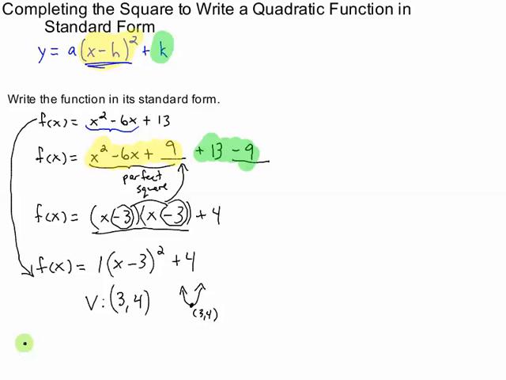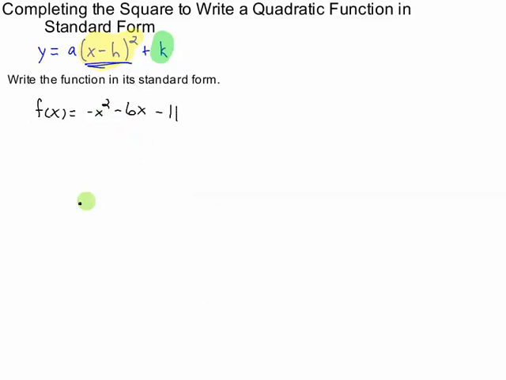Sometimes it's called vertex form. So here's another similar example, except now we have this negative in front of the x squared. You might notice that up here only x is squared, nothing in front of it. So anytime there's a constant in front of the x squared, we have to factor it out of the x part of the equation. Sometimes that's difficult.